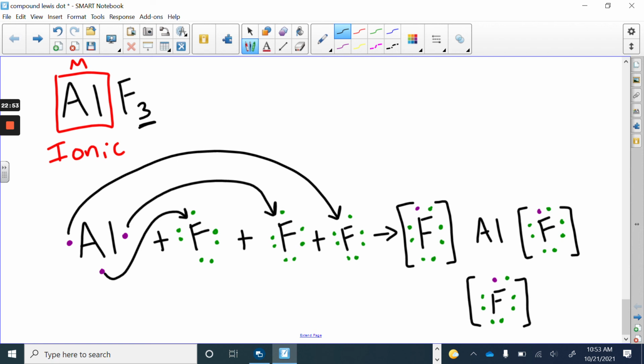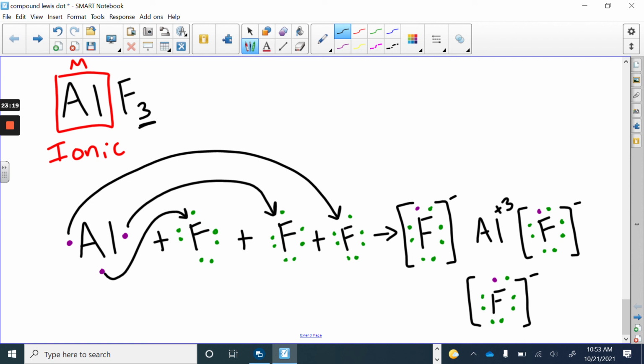It is ionic, so that means we also need charges. Fluorine gained that 1 electron, the electron is negative, so it must be a -1 charge on each. Aluminum lost 3 electrons, so it becomes more positive, and it'll be a +3. And that is your structure for aluminum fluoride.